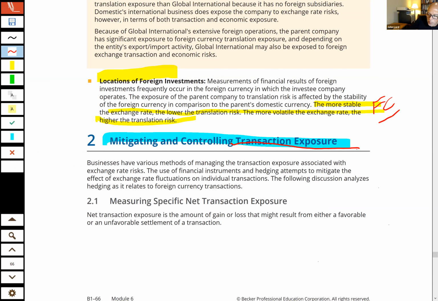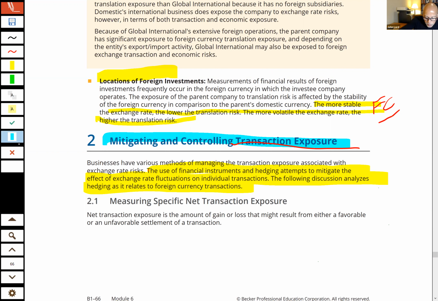Again, I have bought something from a foreign supplier, and now I'm going to have to settle that up in a different currency. And I'm worried that exchange rates are going to move against me. How am I going to protect myself against that? Okay. And they tell us here that the use of financial instruments in hedging attempts to mitigate the effect of exchange rate fluctuation on individual transactions. The following is going to look at how we can use some of these tools, if you will, to mitigate some of these factors.